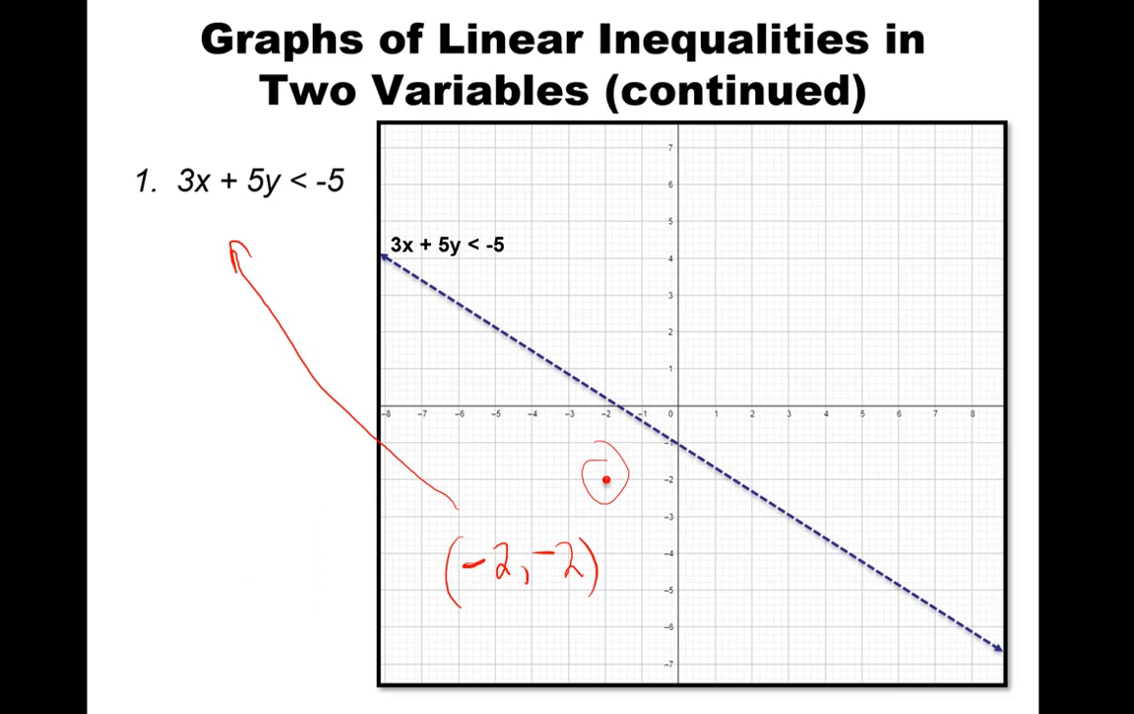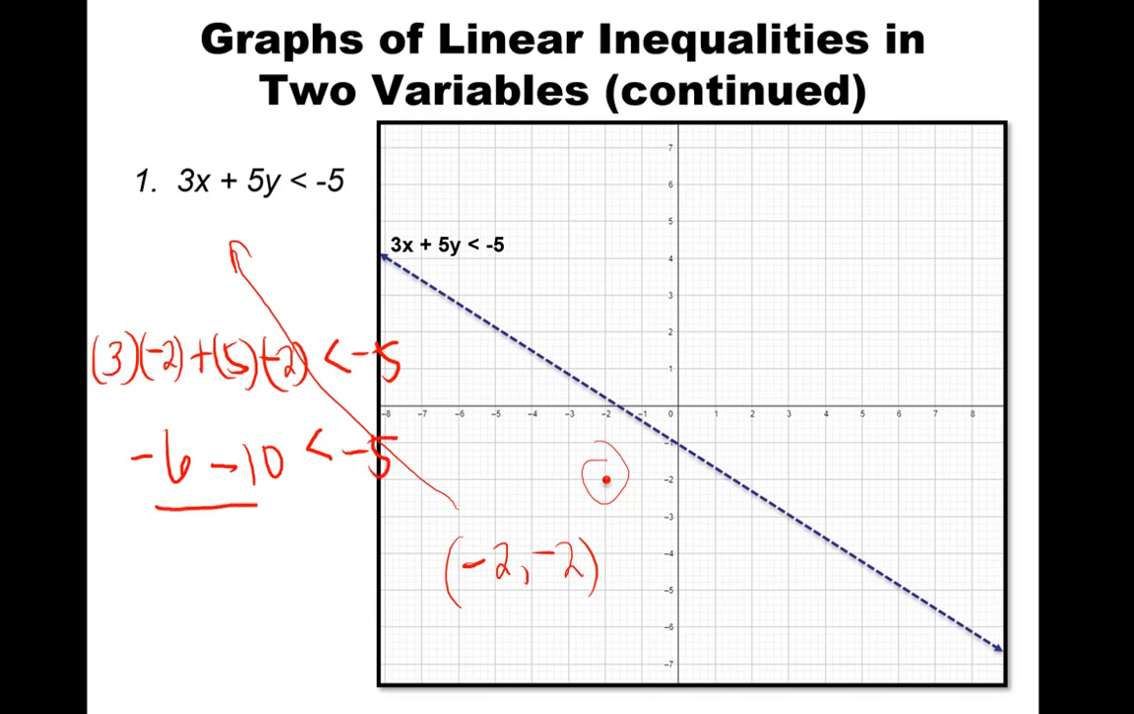And we will have 3 times negative 2 plus 5 times negative 2 is less than negative 5. Let's try to simplify. 3 times negative 2 will give you negative 6. Then 5 times negative 2 will give you negative 10. Is less than negative 5. And simplifying itong negative 6 and negative 10 will give you negative 16. Negative 6 minus 10 will give you negative 16.